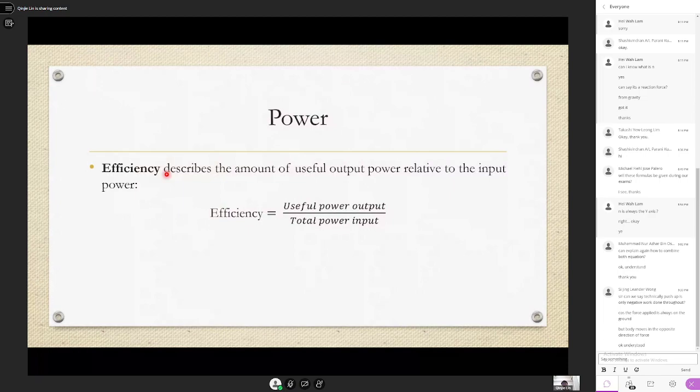Okay? And also there's this concept of efficiency. It describes the amount of useful output power relative to the input power. So efficiency is whatever is useful at the numerator over the total power input. So this is the efficiency.